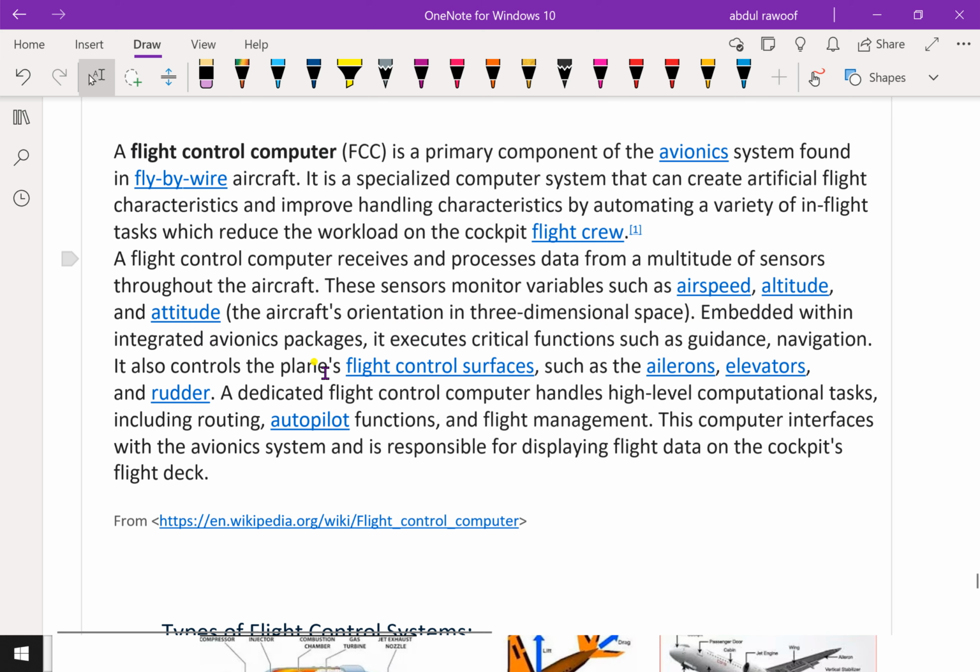Embedded within the integrated avionics package, it executes critical functions such as guidance and navigation. It also controls the plane's flight control surfaces such as the ailerons, elevators, and rudder. A dedicated flight control computer handles high-level computational tasks, including routing, autopilot functions, and flight management. This computer interfaces with the avionics system and is responsible for displaying flight data on the cockpit's flight deck.